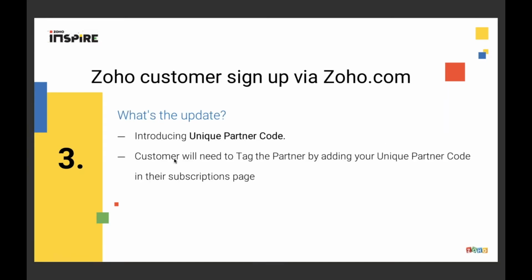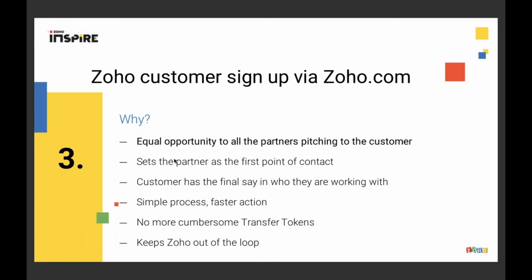The update is we are going to introduce something called a unique partner code. In this system, the customer will actually need to tag you, the partner, by adding your partner code in their subscription page. Why are we doing this? Well, lots of good reasons. The idea of mapping a customer is to ensure that you are working with the customer, and whenever needed, the partner will be the first point of contact for anything related to the customer.